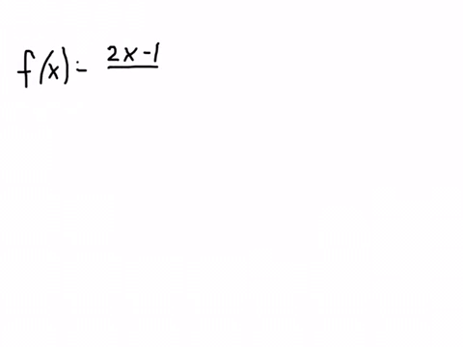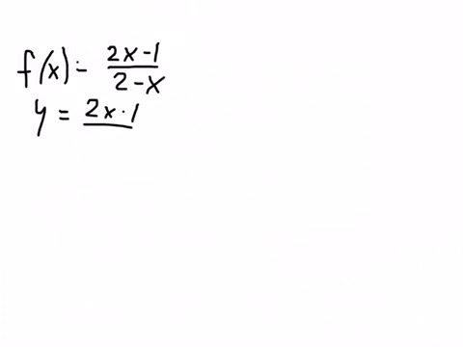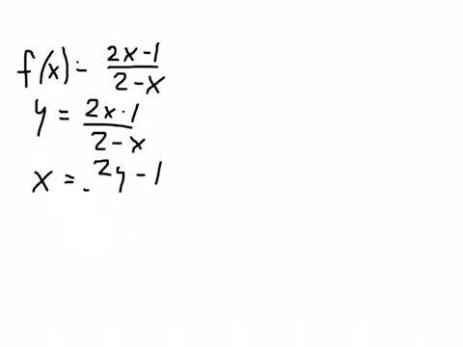2x minus 1 over 2 minus x. So start off the same way. I'll replace f of x with y, 2x minus 1 over 2 minus x. I'm going to switch my x's and y's, so y has become an x, my x's become a y, because that's what an inverse does. It switches the x's and y's, or it's sending the y's back to x's.